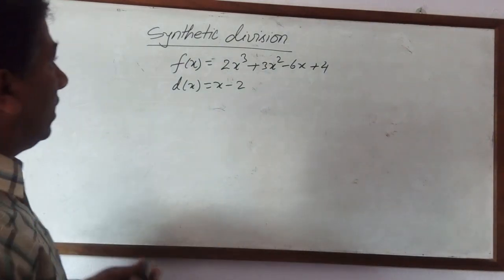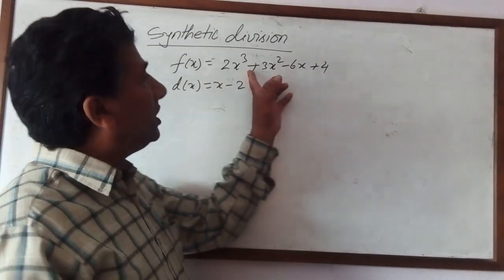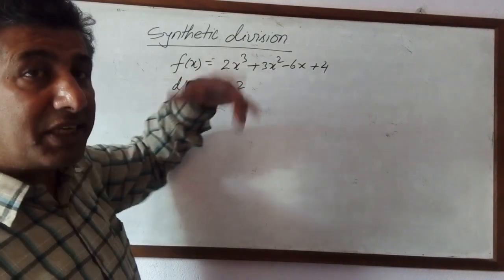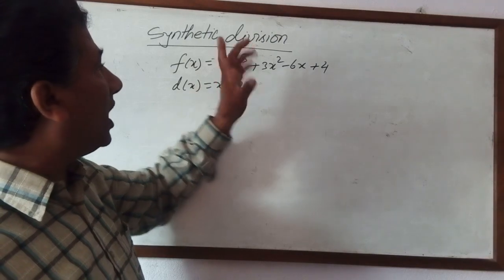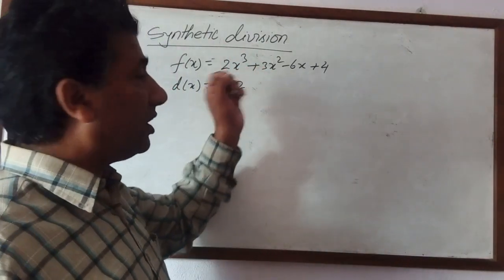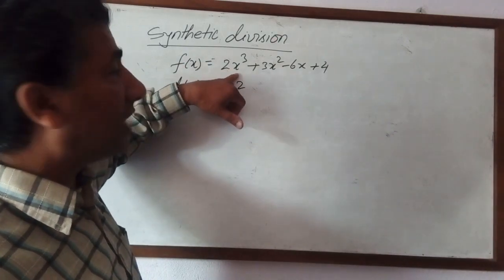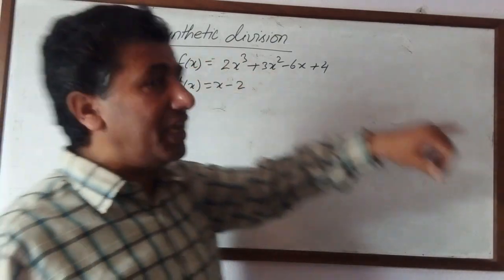First of all, you have to look at the polynomial. Its degree means the highest power of the variable among the terms. That highest power gives the degree of the polynomial. Here this term contains x power 3. X has the highest power, that is 3. That's why its degree is 3.